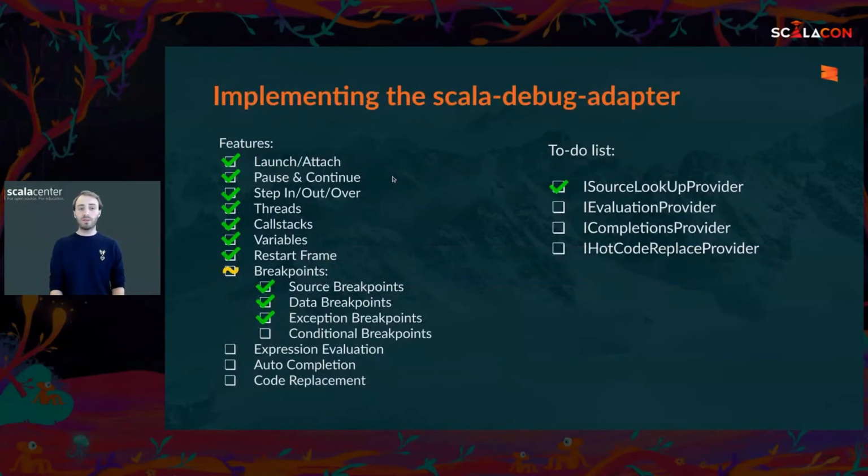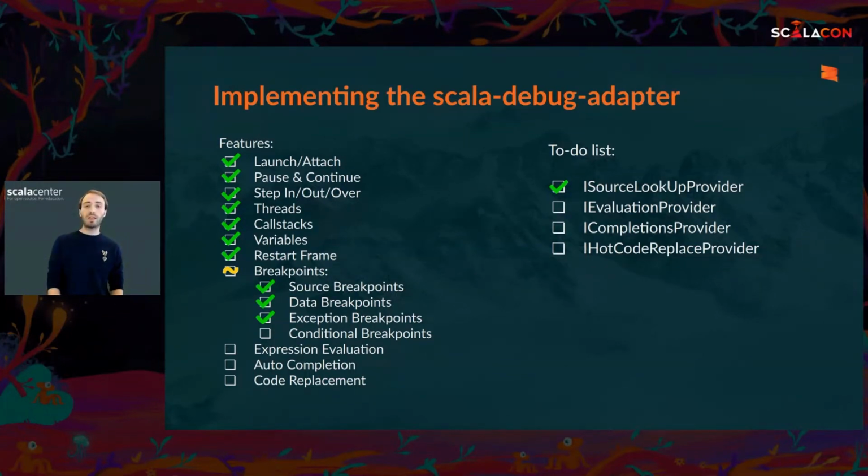So that was it for the source lookup provider. Now we can pause in the program. We can see the call stack, the variables, and we can know exactly where those things are defined in our source files. So that is kind of the state of the debugger in Metals that we had like two or maybe three or a bit more years ago.